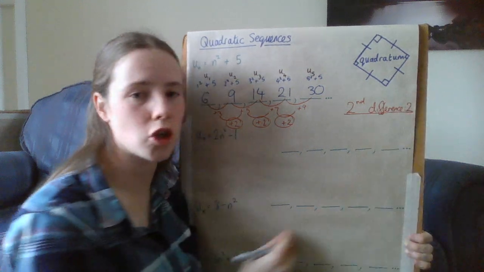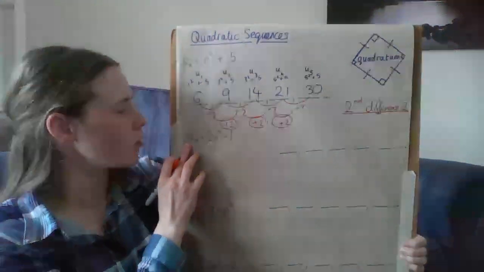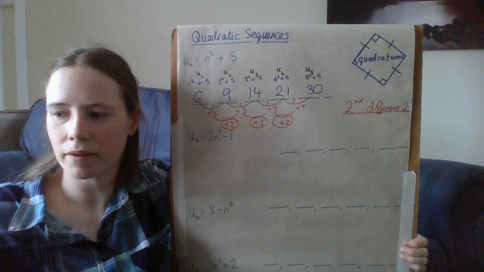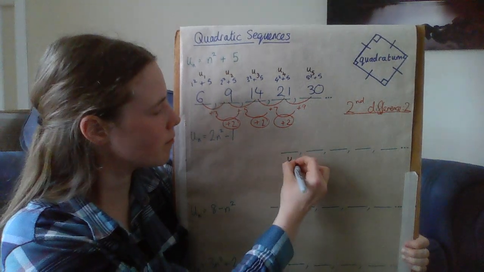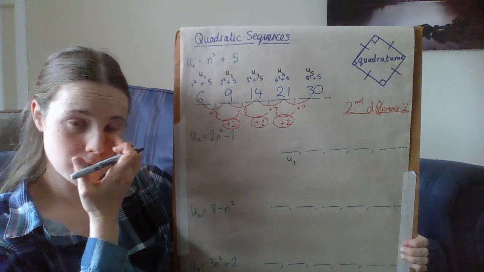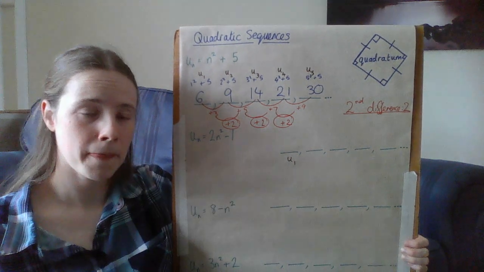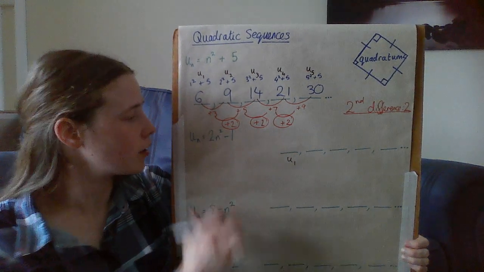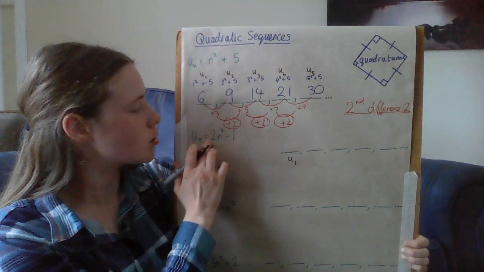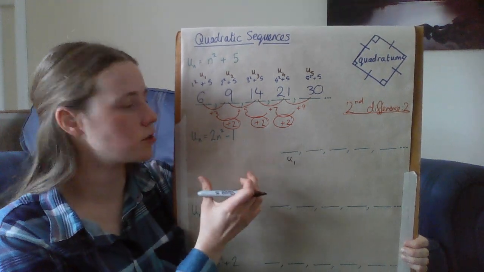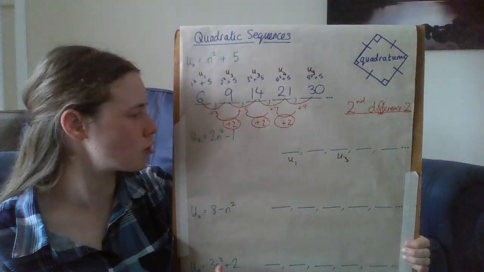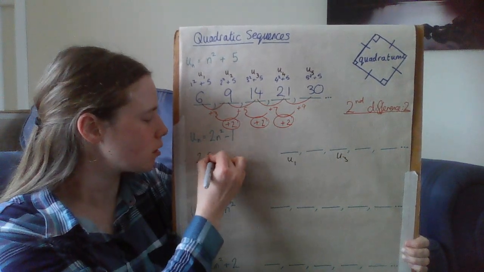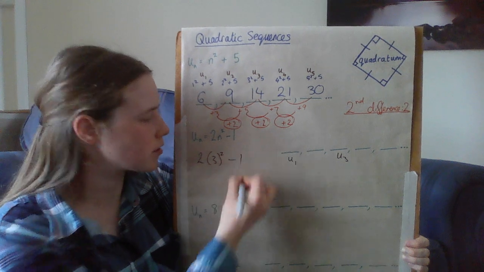Second difference is 2. Okay, next one, we've got to do 2n squared minus 1. For u1, I'm going to do 1 squared, times it by 2, and then minus 1. Do make sure when you do this that you're using BIDMAS. So 2n squared minus 1, I'm going to do it in full for u3 so that you can see it for a more tricky number. I'm doing 2 lots of 3 squared minus 1.